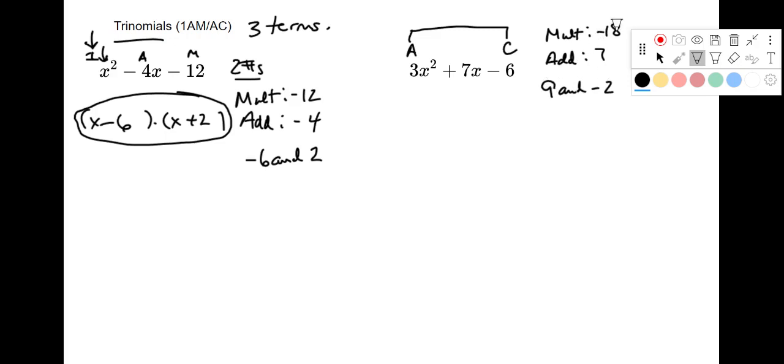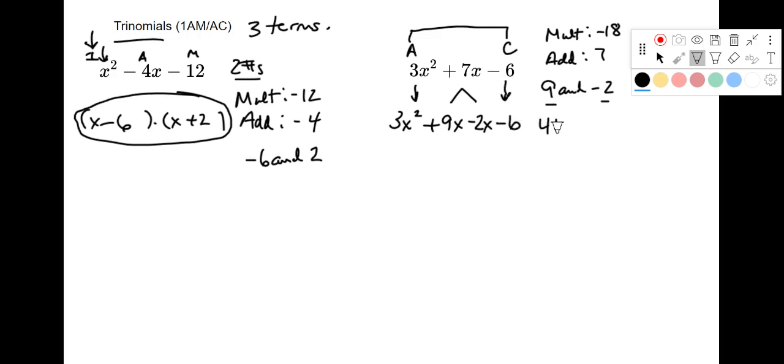Those two numbers both multiply to be negative 18 and add to be 7. Now, I can't pattern factor this like I did over here, but what I'm going to do to factor with the AC method is bring down the 3x squared. I'm going to take the middle term, the positive 7x, and split it up using the two numbers that I found. I'm going to call positive 7x positive 9x minus 2x, which I could do because 9x minus 2x is 7x. There it is. And then I'm going to bring down the negative 6.